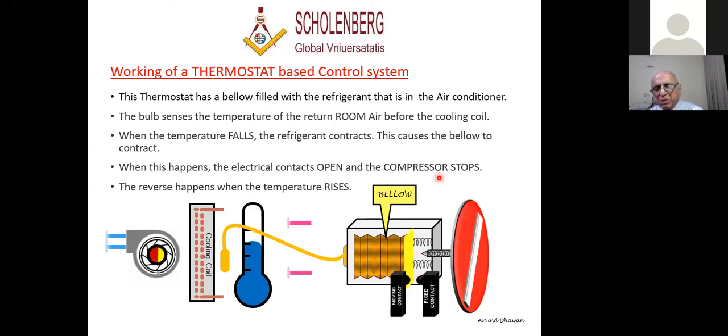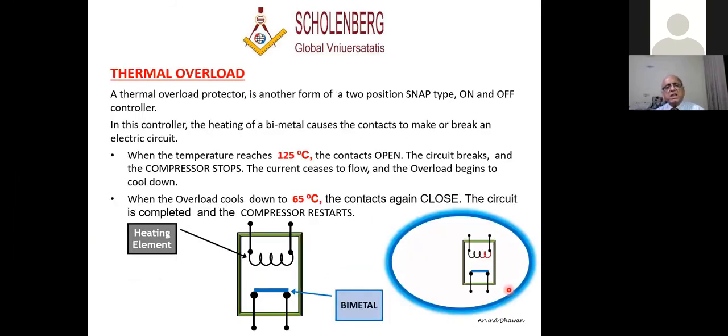The reverse happens when the temperature rises. As I explained, movement depends on the contraction, and contraction depends on the temperature, whether increasing or decreasing, as the case may be. Then we have another control called the thermal overload. Suppose your motor is defective and draws more than the normal current. What happens? We need to switch off that motor. There must be a safety device which will protect my motor from catching fire because of heavy current, or cables getting burnt out because of heavy current.